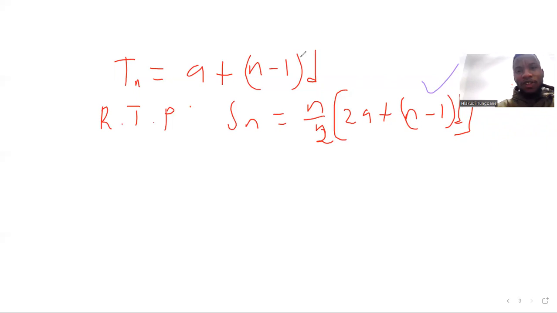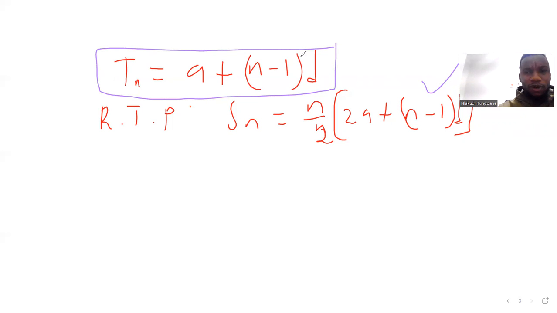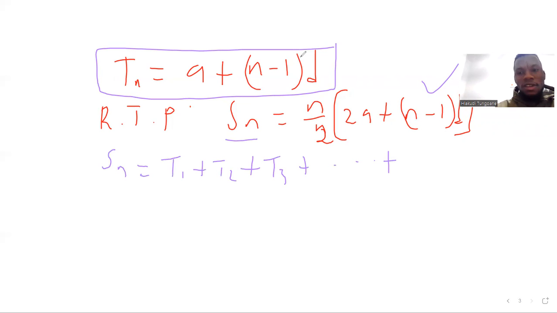For us to prove this, we need to remember this result first, because in our proof, we will need to expand this from first principles. What does Sn mean? Sn means T1 plus T2 plus T3 all the way plus Tn, right? Let's call this equation 1. Okay, this is exactly where it's important to remember. This is where the trick is.